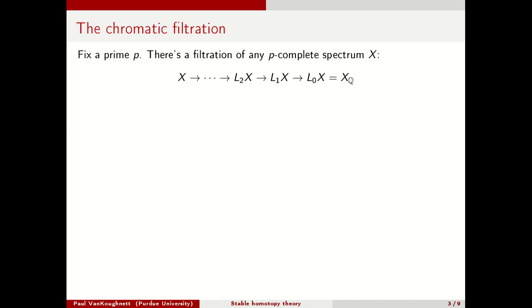Let me say a little bit more about how this works. Let's fix a prime p, and everything that I talk about will be completed at p. Any p-complete spectrum X has a filtration like this in terms of what are called its L_n localizations. So the 0th localization is the rational homotopy type of X. The height 1 localization of X also includes some height 1 information about X, and so on and so on.